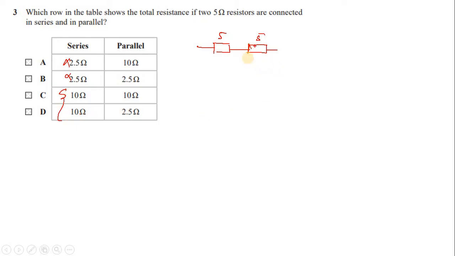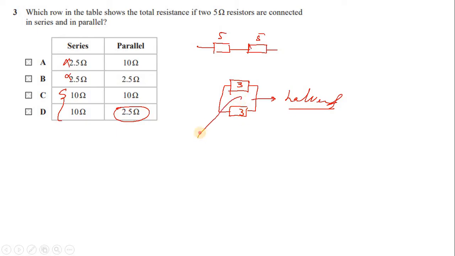And if two resistors of the same magnitude are connected in parallel, then the total resistance becomes halved. So 5 and 5, half is 2.5. So in parallel, it is 2.5. So the option is D. Like if I say this is 3 and this is 3, both in parallel, the net resistance will be 1.5, half the value of each resistor.